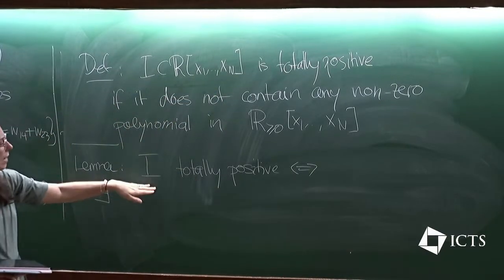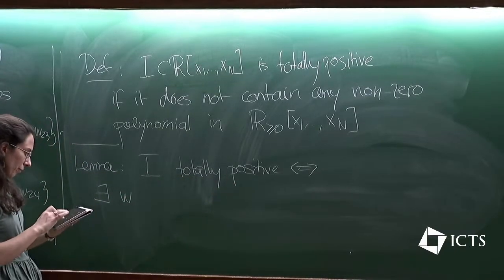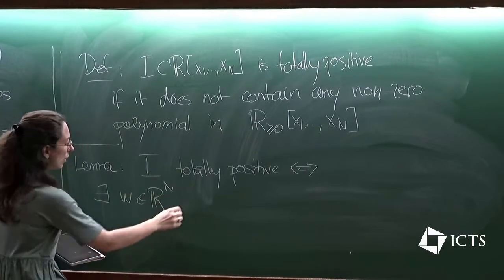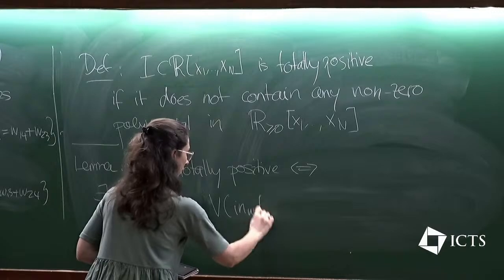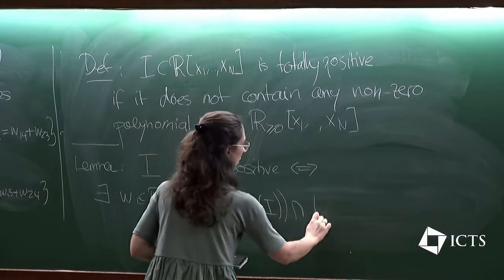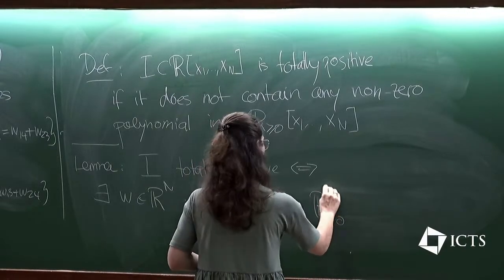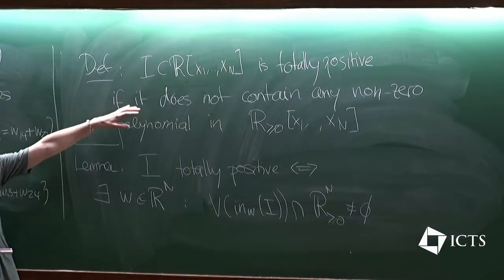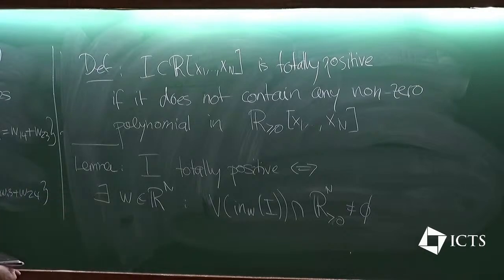So what we have instead is that an ideal is totally positive if and only if there exists a weight vector, just check my indices, yeah, such that the vanishing set of the initial ideal intersects the positive orthant. And so this definition on the level of the ideal is what guarantees this condition on the spaces.